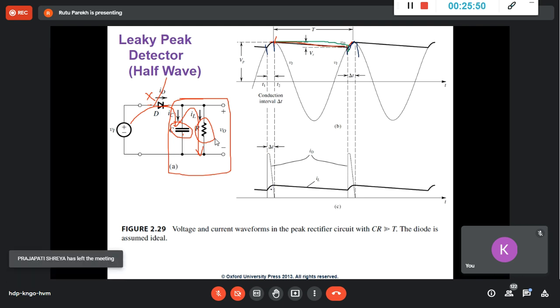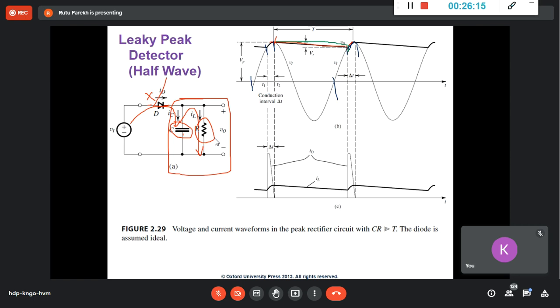See, it is conducting for this much time. And this shows ID, the diode current that it is conducting. So the diode is conducting for this much time only. Now, very important, you should know that this is the time period of your wave. So from here to here is the T, capital T. One sine wave, a full circle, 360 degrees. So this is time T.